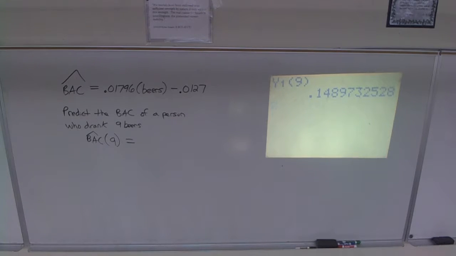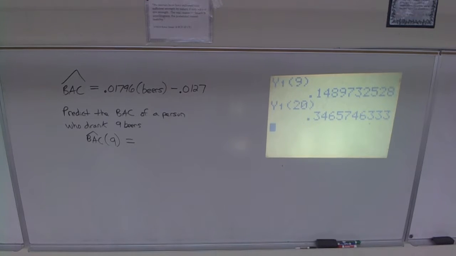If you want to make another prediction, hit second entry. A person who drank 20 beers has their blood at like 34% alcohol. Yeah, that's probably going to lead to death depending on how fast that happens, right? It depends. But anyway, that's what our model is predicting.